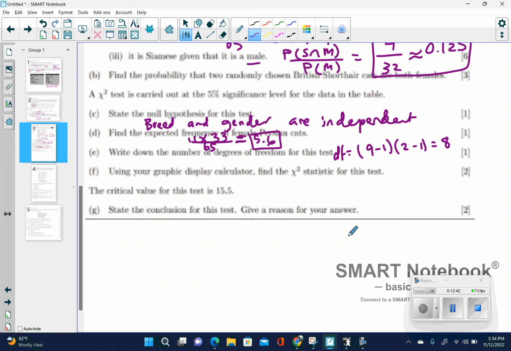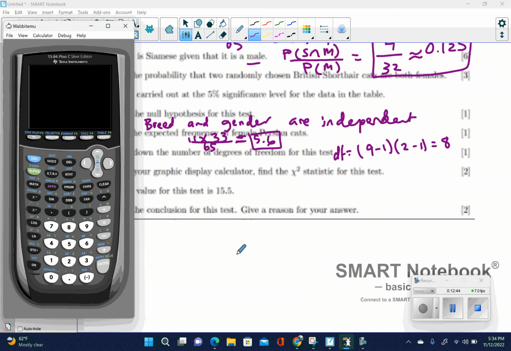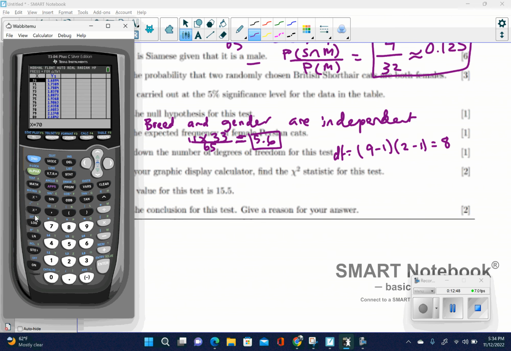Chi-squared. So all you have to do is take the calculator, refreshing your memory. I am not going to spend time doing this. If you get stuck on it, see me. But where do you put the numbers in? You hit second matrix, right? And then you go here to edit. And this is where you put the numbers in from the table. Remember that you do rows first and then columns second.